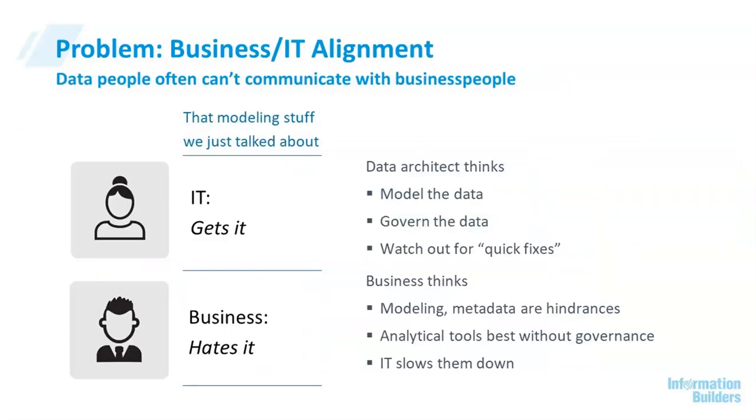Problem number two is all the stuff that I just talked about, IT gets it. They hear the word customer, and they immediately explode it into 100 tables so that they can talk about customer effectively. They want the model in order to be able to manage the data appropriately. They want to be able to govern that data, and they're very suspicious of quick fixes, which means when somebody from the business side comes to them and says, this modeling stuff you're talking about is slowing me down, they're immediately nervous about whatever the business is going to offer as a supposed fix. And they're nervous that the business is going to go out and buy some new application or some new tool.